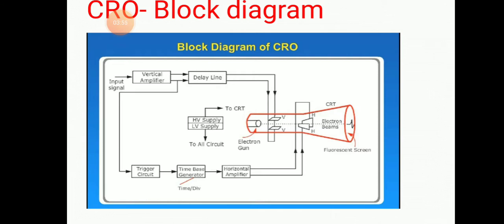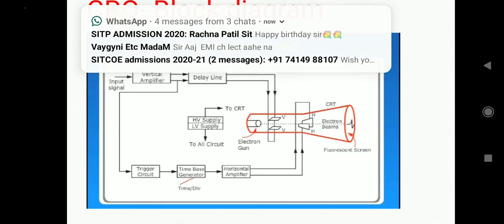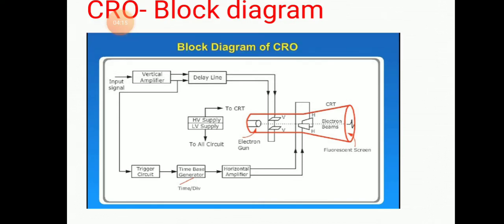Next we'll move on to the second point, the vertical amplifier. What is the function of the vertical amplifier? The signal which is to be observed is applied to the vertical amplifier. The gain of such an amplifier is set by a calibrated input attenuator, usually marked in volts per division. The output of this amplifier is fed to the vertical deflection plate through the delay line.